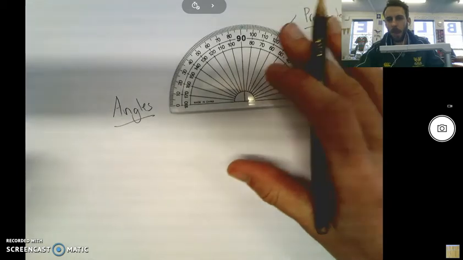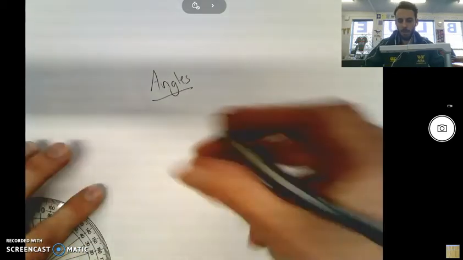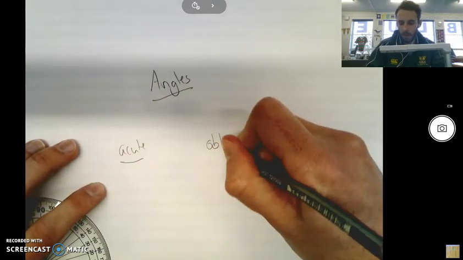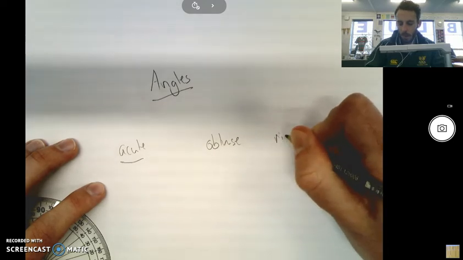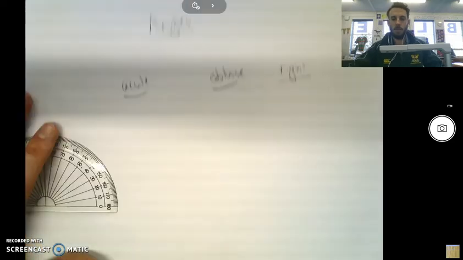I want to dial it back a little bit to three things that you've probably already heard of. And that's the three types of angles that we're going to be looking at. The first one is called an acute angle. The second one is called an obtuse angle. And then we've got right angles. Let's go through the three just as a little bit of a reminder, shall we?